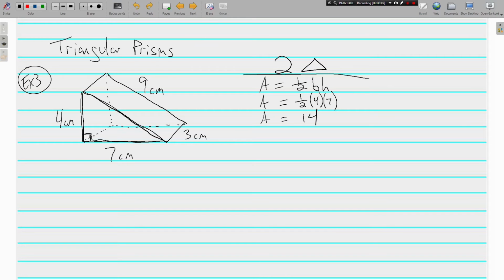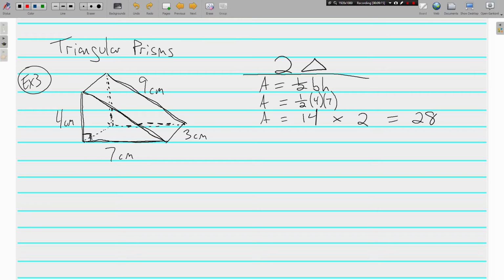But there are 2 triangles. The other one's on the back of this figure. There are 2 triangles that are exactly the same size. Remember, the bases are congruent. So the area of both triangles is 28 square centimeters. Now that takes care of the triangle part.